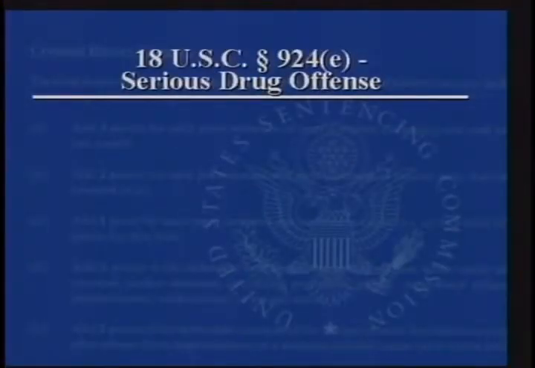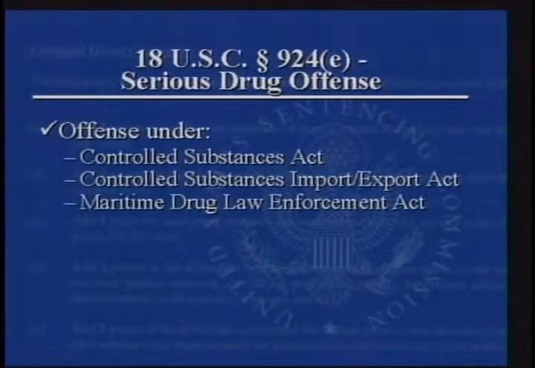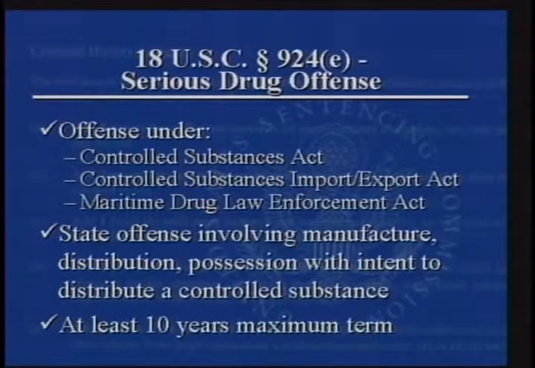So for serious drug offense under Title 18 United States Code Section 924(e), we're looking at offenses that we would find under Title 21 of the United States Code under the Controlled Substances Act, the Controlled Substances Import and Export Act, or the Maritime Drug Law Enforcement Act. Now, there are certain situations where you may have state offenses, and if you have a state offense, we're looking at state offenses that involve manufacture, distribution, or possession with intent to distribute a controlled substance. And for all these, we're looking for a statutory maximum penalty that is at least 10 years.